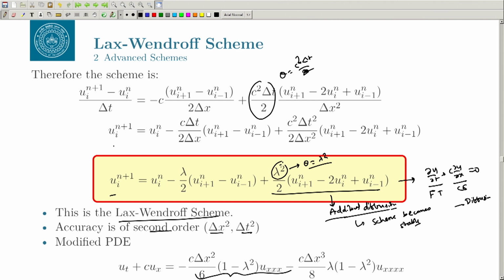C delta x square by 6 (1 minus lambda square) u x x x. This is also due to the fact that we are cancelling out this u x x term that is coming through this additional diffusion term. So, this is a dispersive equation.